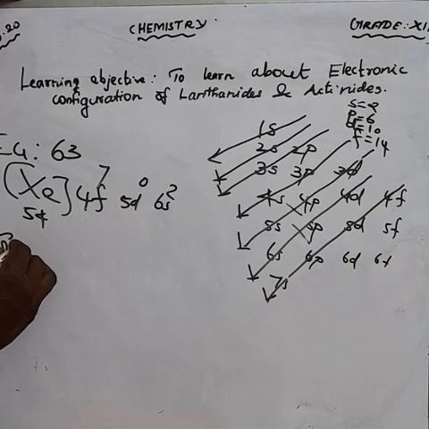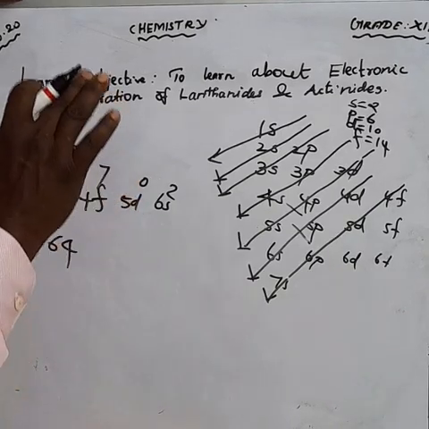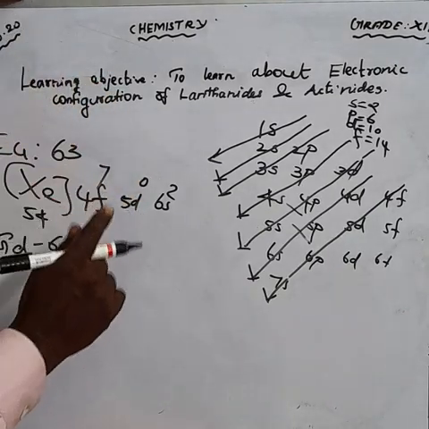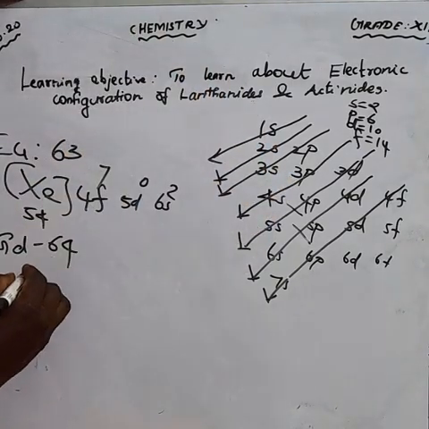Next about the Gd. This is also important. Gd is 64. This is also half filled, and one more electron goes to 5D. That is how to write it.